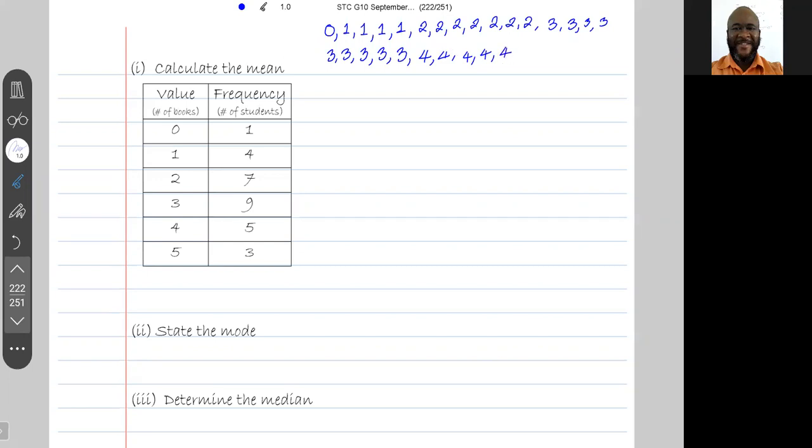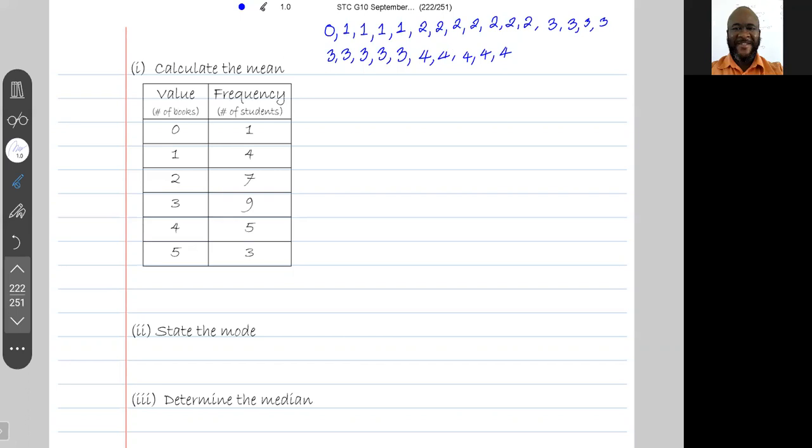So here, the values are the number of books. That is the data I collected. How many books did you read? People are answering 1, 2, 3, 4, 5. All right. Now, the frequency is the number of times I receive a particular answer. It is the number of times each value occurs. But here, the frequency is the same as the number of students.